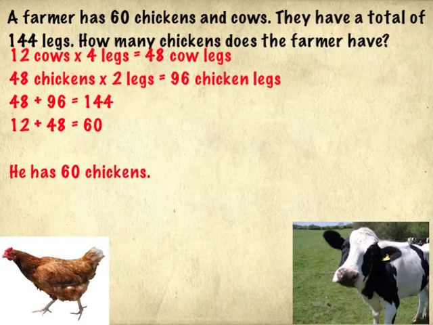And we can go back and make sure that works. So I thought that I had 12 cows and 48 chickens. 12 cows times 4 legs would give me 48 cow legs. 48 chickens times 2 legs would give me 96 chicken legs. 48 plus 96, adding up the legs, gives me 144, which is how many legs I'm supposed to have. And 12 plus 48 gives me 60 animals, which is how many I'm supposed to have. And then I'll just check that I've answered the correct question. How many chickens does the farmer have? He has 48 chickens. I'm good.